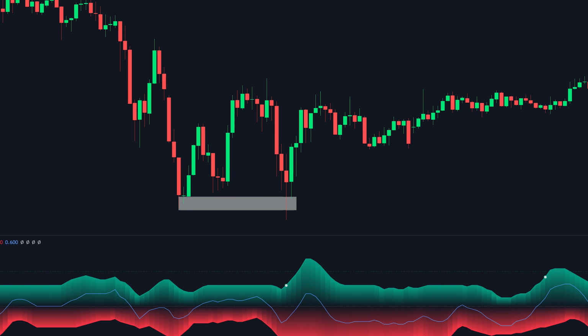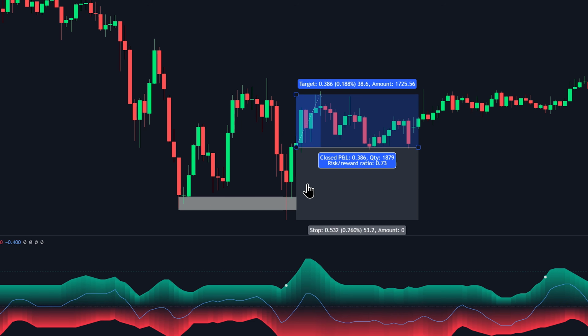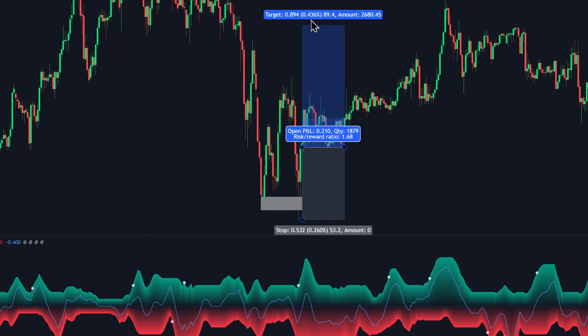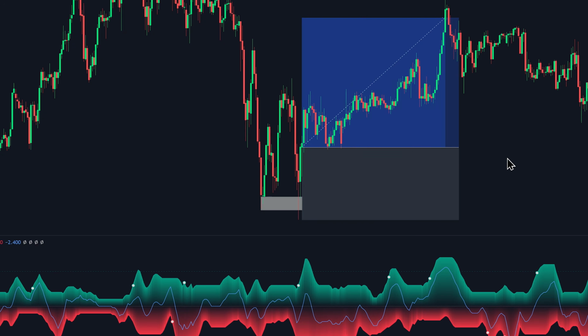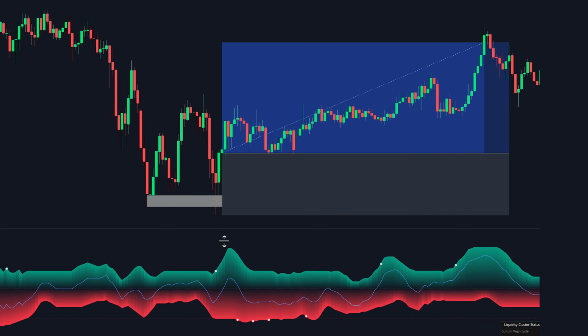This is where I would take a long position, put my stop loss below the support, and aim for the next mean area or the next resistance. The indicator's own strategy notes say extreme bullish magnitude spikes near range lows can be used for long entries, and that is the cleanest way to think about it.